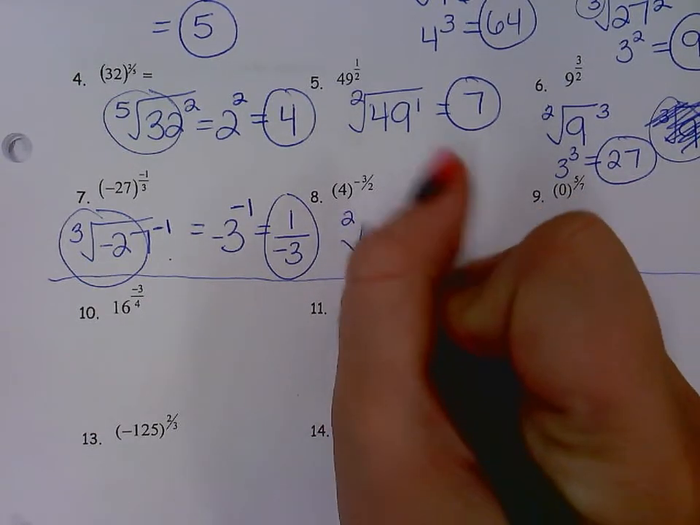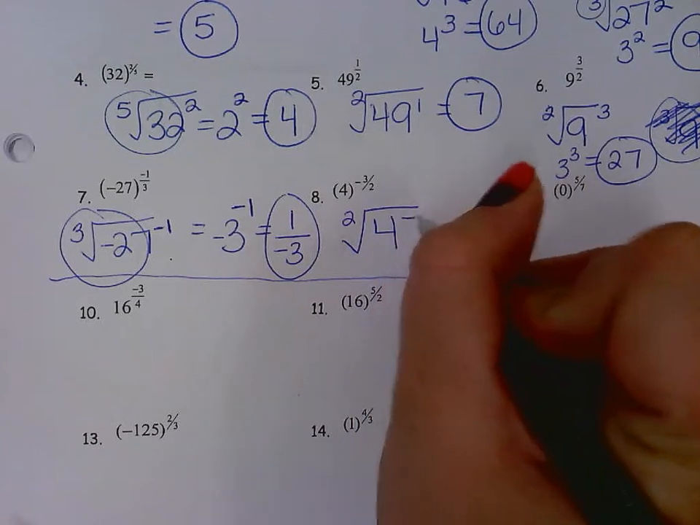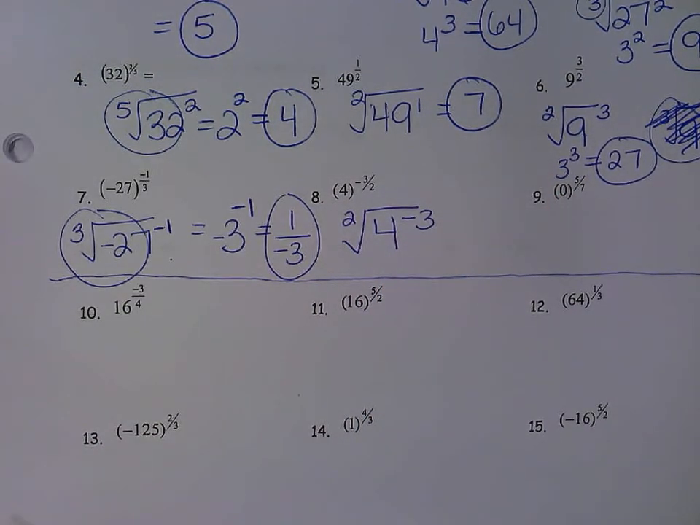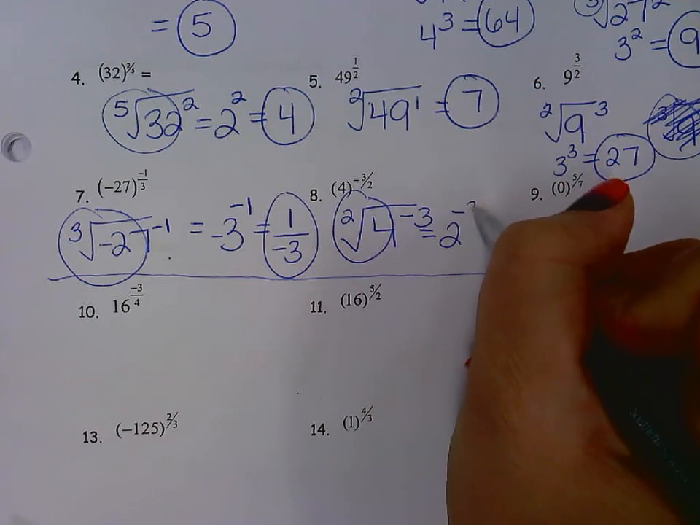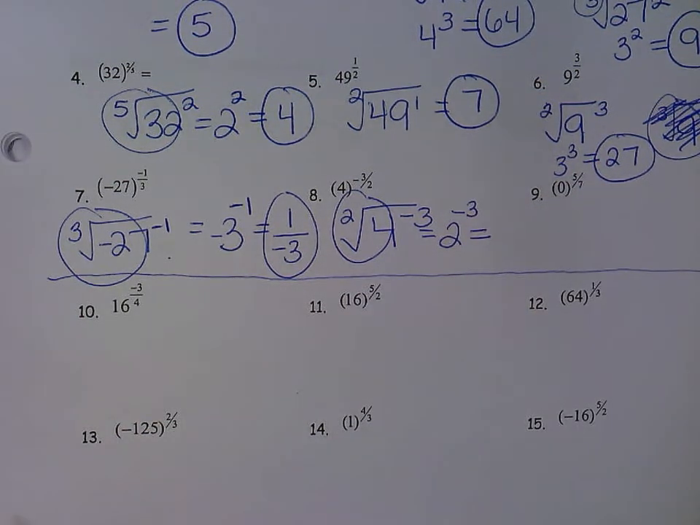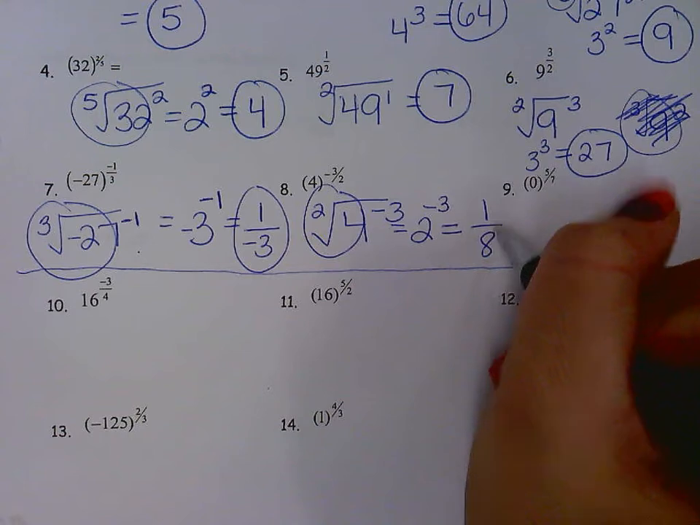So we should set up number 8, the square root of 4, and then the negative third power. What is the square root of 4? And then what is 2 to the negative third power? So that's going to flip it over. So 1 over 2 cubed. And what is 2 cubed? What's 2 times 2 times 2? No, 2 times 2 is 4, times 2 is 8. So I'd get to 1/8.